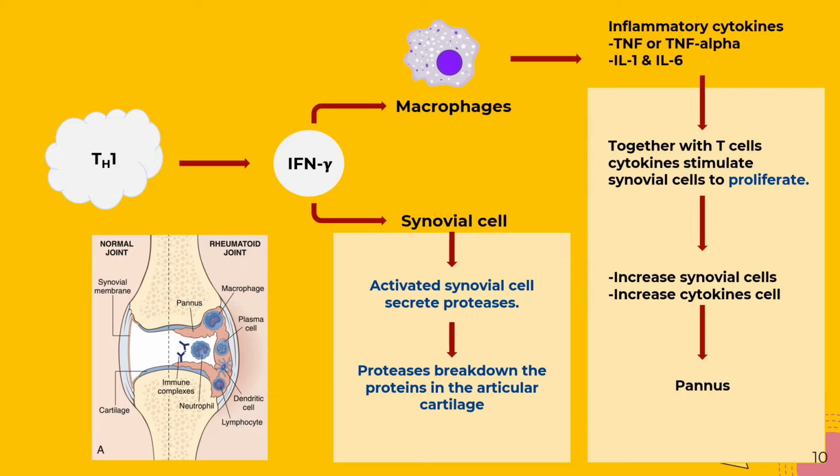The increase in synovial cells and immune cells will create a pannus, which is a thick swollen synovial membrane with granulation of scar tissue made up of fibroblasts, myofibroblasts, and inflammatory cells. Over time, the pannus can damage cartilage and other soft tissues and also erode the bone. The activated synovial cells also secrete proteases which break down the protein in the articular cartilage, and without the protective cartilage, the underlying bones are exposed and can directly rub against each other.